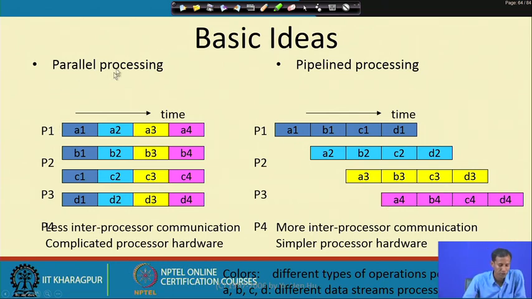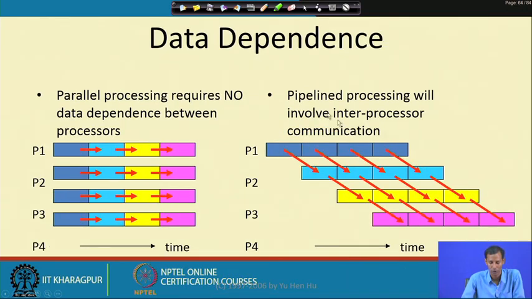But in parallel processing what happens, for P1 it will be processed, for P2 it will be processed, for P3 again this will be processed, that means all the processing is running in parallel. Okay. So, this is the basic idea of parallel processing and pipelining. Okay. So, this is the data dependency or the data flow of this particular circuit.